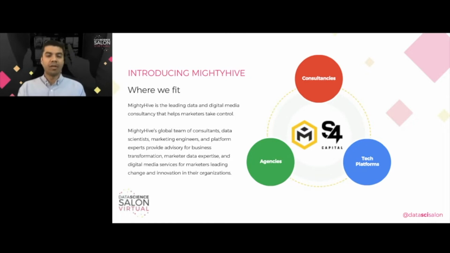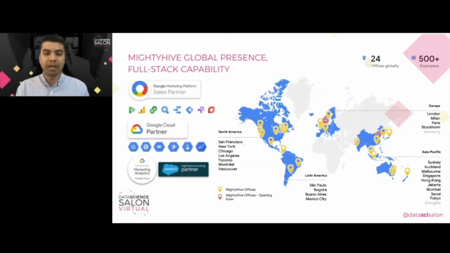We are a global firm and we help clients globally. We also help clients who have regional departments in the regional countries. Overall, we have 24 global offices, and we are a certified partner with Google on Google Marketing Platform as a sales and implementation partner and Google Cloud partner. And we are certified in specializations of marketing analytics, and we are certified in Salesforce consulting as well.